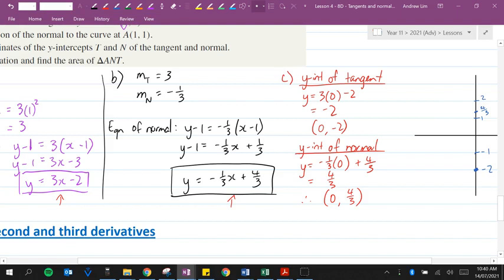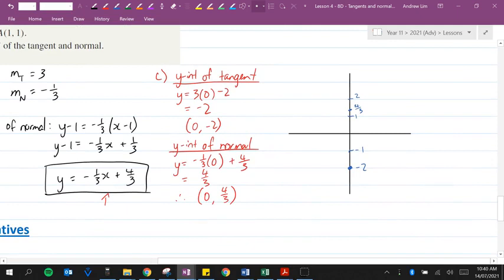Let's just draw these lines. So we've got y equals 3x minus 2. That's going to go through here. I know it's got a gradient of 3, so for every one we go across, we need to go 3 up. So I went 1 across, 3 up. For the other one, we've got negative 1 third x plus 4 over 3. I've already got my 2 points, so I can just draw my normal here.